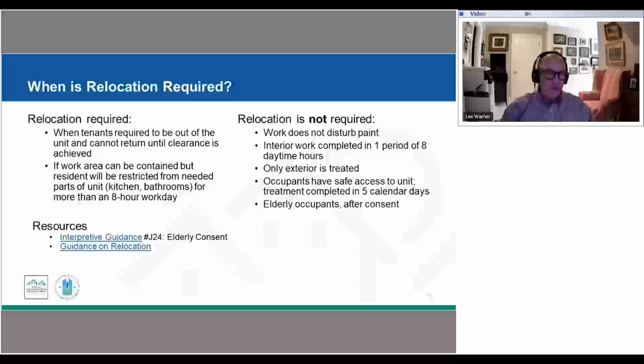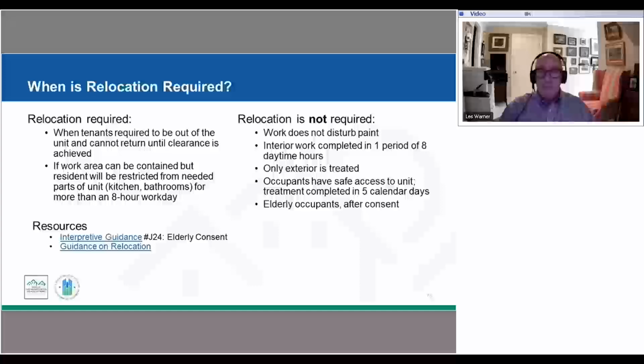And so, if we're going to have a non-functional unit, so let's say they don't have access to kitchen or bathrooms, we would have to relocate them. If they need to be gone from that unit and it won't be functional for more than an 8-hour workday, then we're going to have to relocate. Times that we don't have to relocate, we might have a project that doesn't disturb any paint.